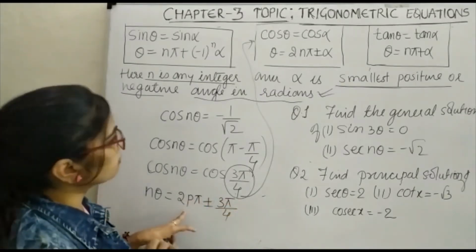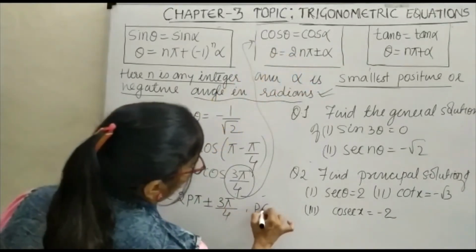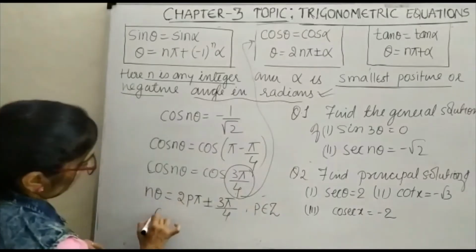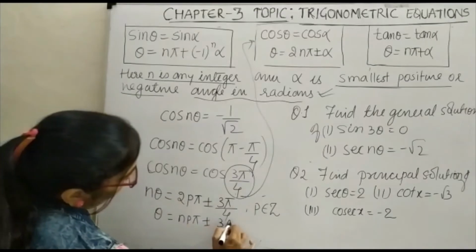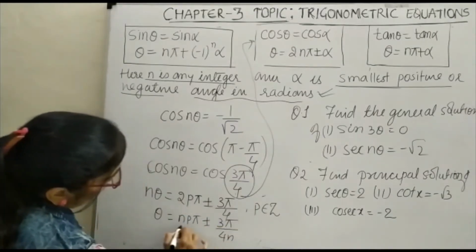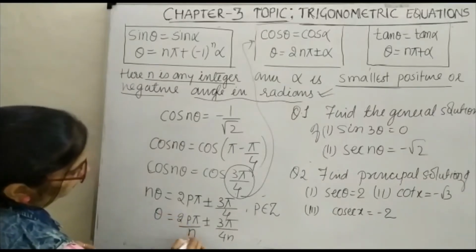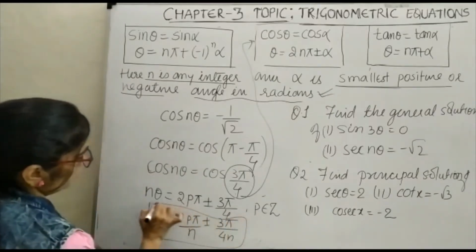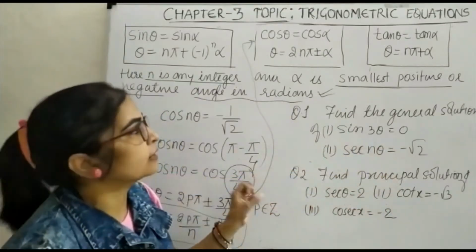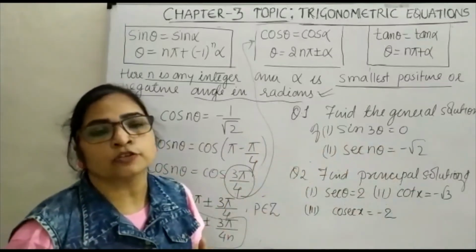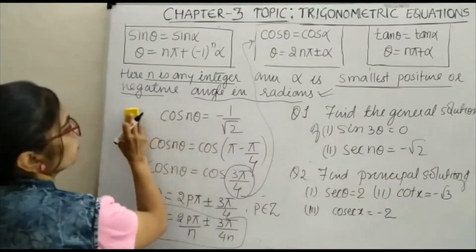यहाँ पे हमने p वेरिएबल इसलिए लिया है क्योंकि ऑलरेडी यहाँ पे n है, तो हमें ये वेरिएबल चेंज करना पड़ेगा. Here p belongs to Z, और यहाँ से आपका थीटा हो जाएगा 2p पाई प्लस और माइनस 3 पाई अपॉन 4n, this is 2 and this is your n. So this is the final general solution for the sec n theta is equal to minus root 2. That means लेफ्ट हैंड साइड अगर n है तो राइट हैंड साइड n जो है वो आपको किसी दूसरे वेरिएबल में चेंज करना पड़ेगा. Now we are moving on to the principal solution.